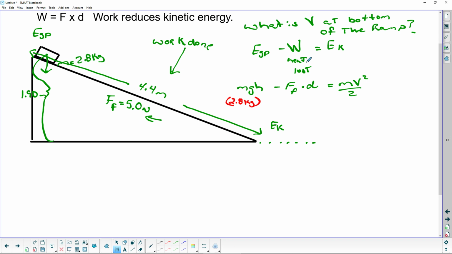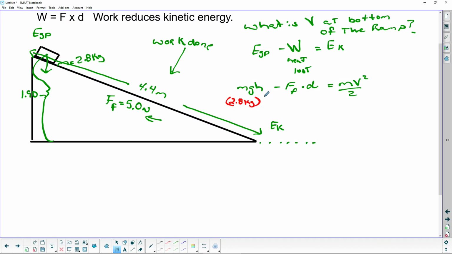Does that make sense? So that means that this work done between the top and the bottom, if there was no friction, we would just do this one equals that one. But because there's friction, we take away the work done by the friction. So this heat is going to reduce the energy as we go down, that's why there's a subtraction sign here.